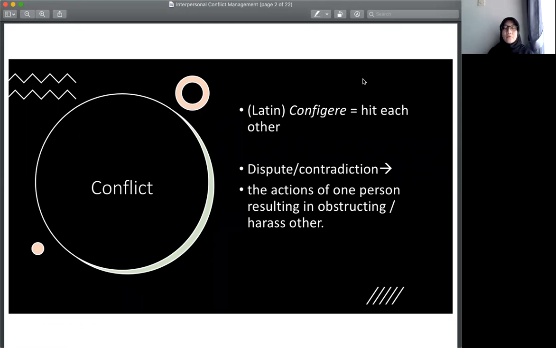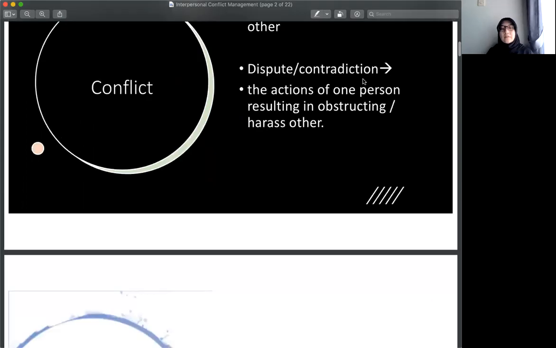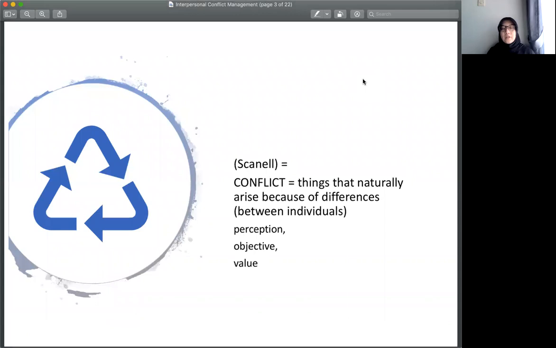Conflict usually is a form of dispute or contradiction, the actions of one person resulting in obstructing or harassing others. I took this notion from Scannell. Conflict usually comes naturally in every relationship that we have, especially in the more personal relationships. The more intimate the relationship, the more damaging the conflict itself. And conflict is usually caused by differences in perception, objectives or goals, and values that we hold dearly.